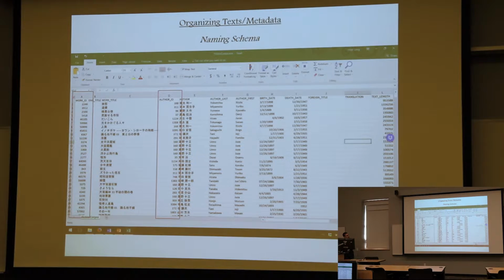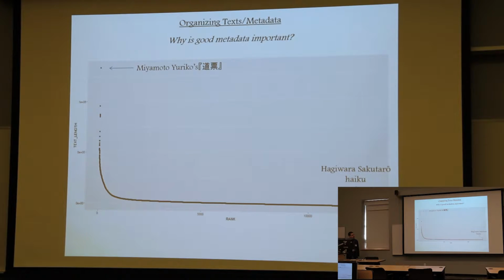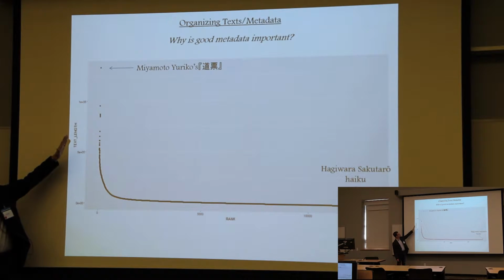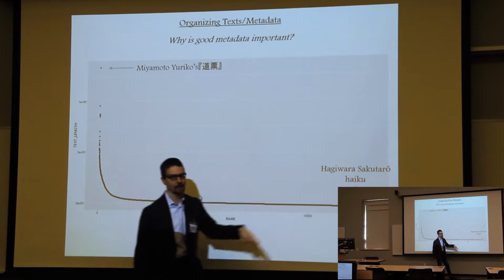Why is good metadata important? It's useful because it's a way to understand what's in your corpus. For example, with this Aozora archive, which is about 18,000 texts now, with metadata I can start to get an understanding of the general shape of the corpus. This is a graph showing how the works are ranked by their total length. You can see there's a very small number of really long works, and by the end most of the works are very, very short, including this haiku at the very end.